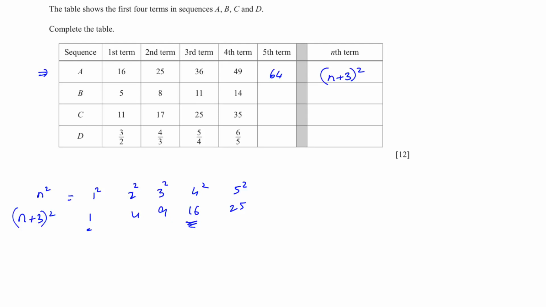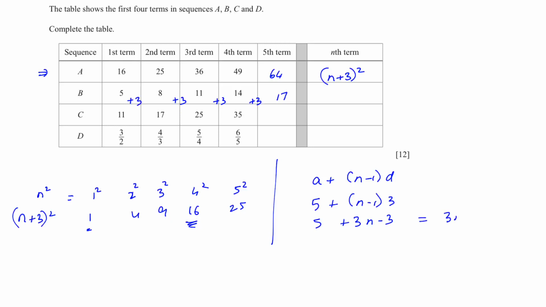Moving on to the next one. B is 5, 8, 11 and 14. The difference between each term is 3. It tells us that it is an arithmetic sequence. For an arithmetic sequence, we use the formula a plus (n minus 1)d. Before we move forward, we can find the next term by adding 3. This is 17. For the nth term, a is your first term, which is 5, and the difference is 3. Open the bracket up, 3n minus 3, simplify it. So 3n plus 2 is your nth term.